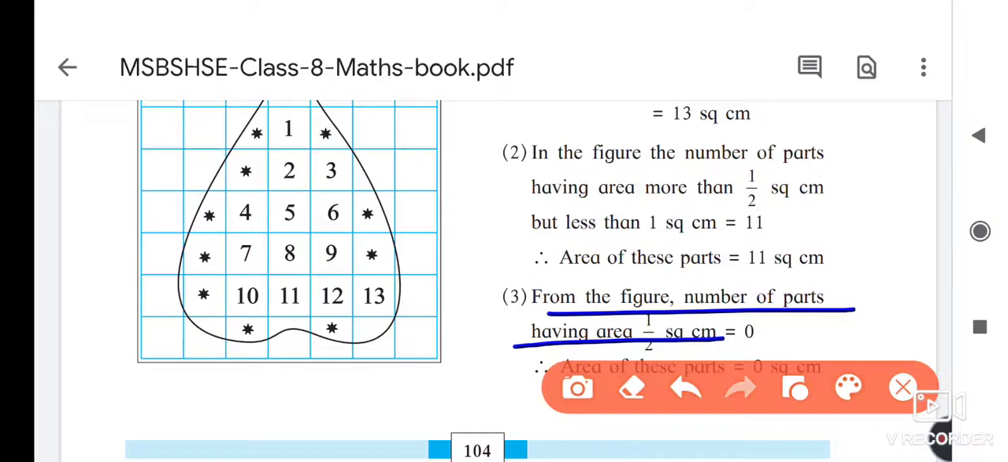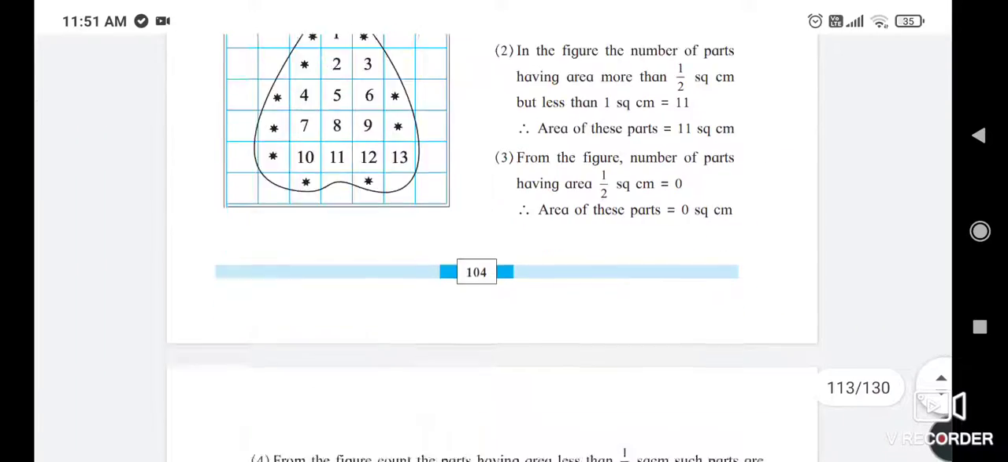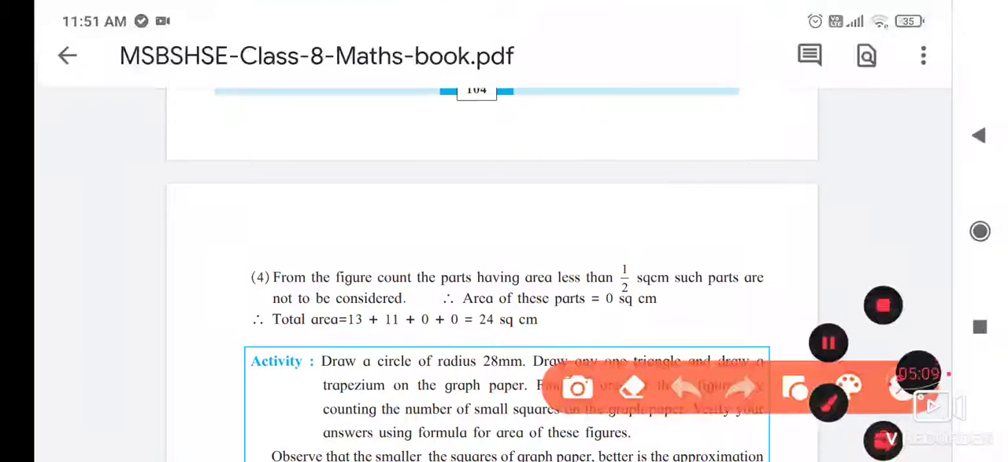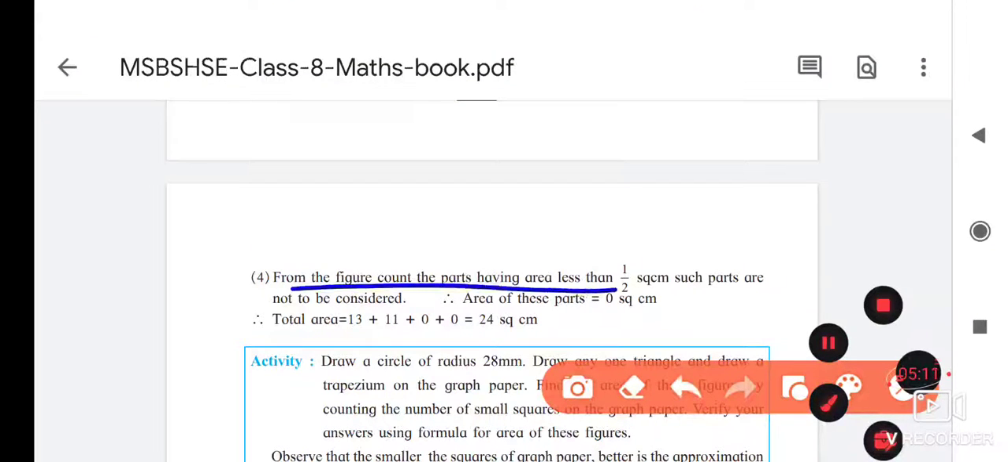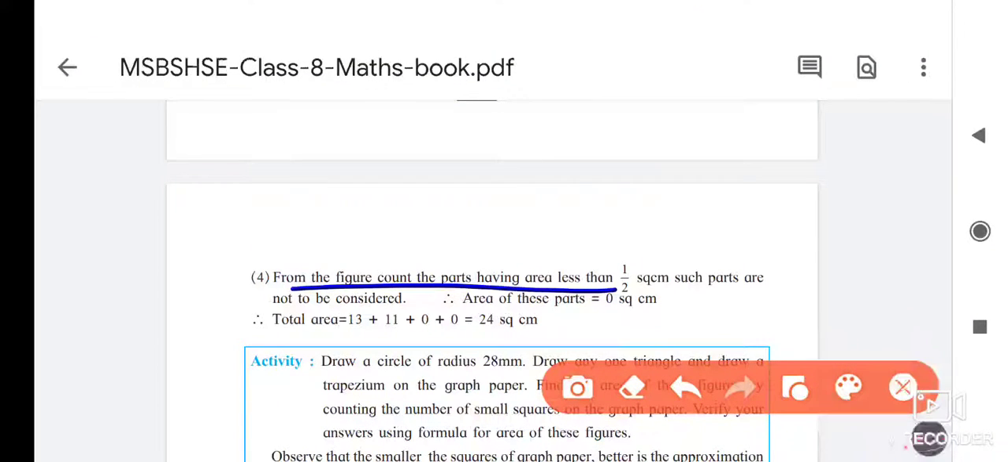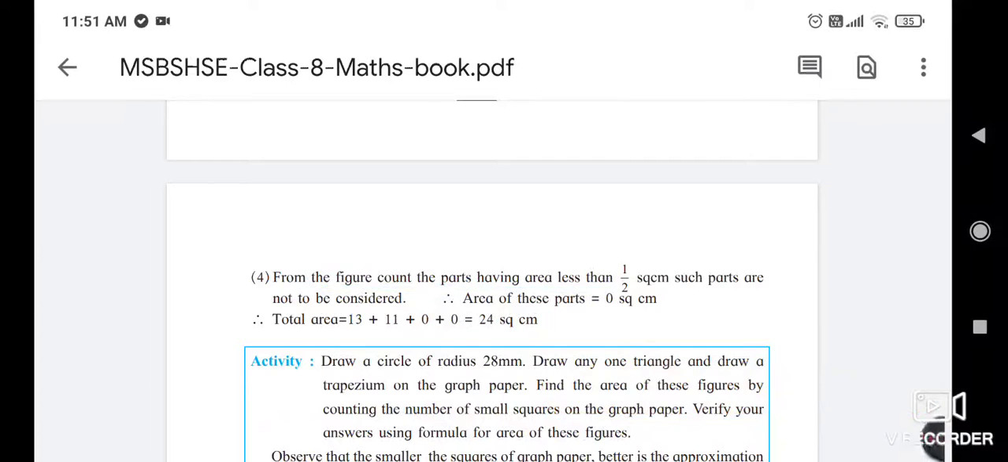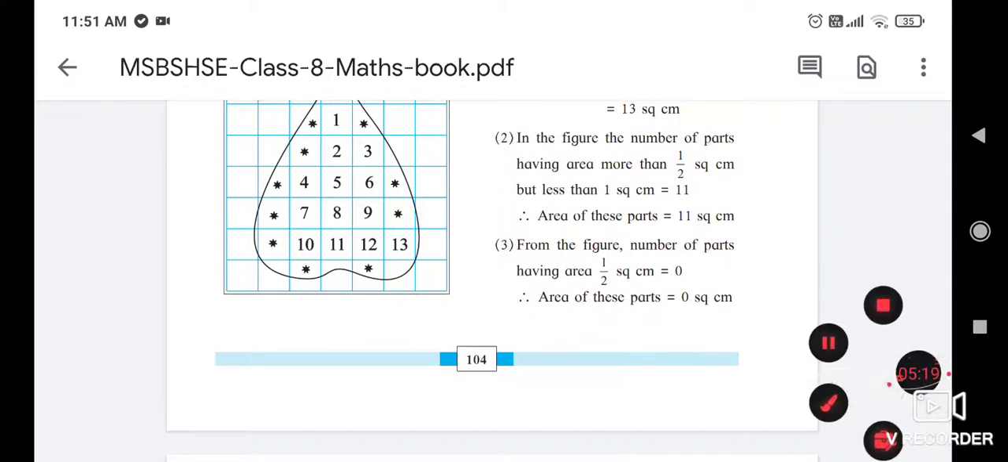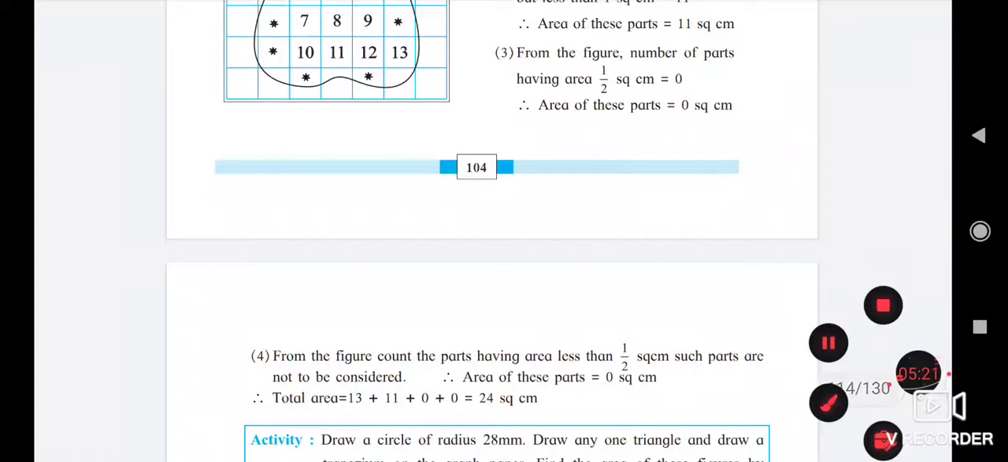How many halves, exactly halves, are there, anybody? If there are, you have to count and write it here. After this, we have to find the squares whose areas are less than half a centimeter. So how many areas less than half a centimeter are there, that we have to calculate.